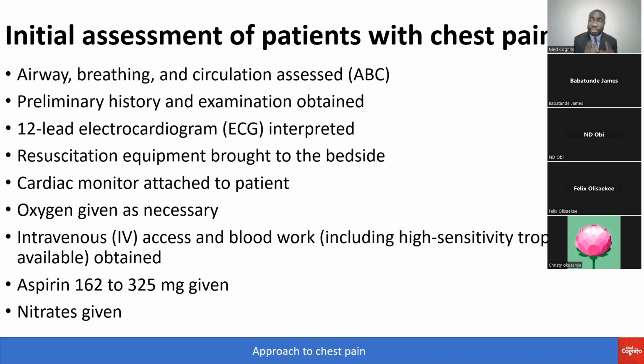So let's go. Your initial assessment of a patient with chest pain, what are the steps? Number one, you want to assess the airway, the breathing and the circulation, the ABC. That is the first thing. Next, you want to do a preliminary, like, hey, what happened? If the patient can speak to you, when did it start? While you are doing this, you are putting the patient on a cardiac monitor. You are doing these things concurrently. You are getting your ECG because the patient comes in with chest pain, and within 10 minutes an ECG should be done. You are making sure that you have your resuscitation equipment at the bedside because anything can happen.